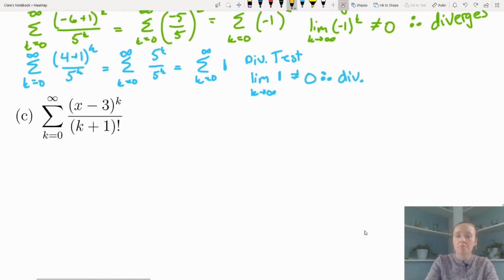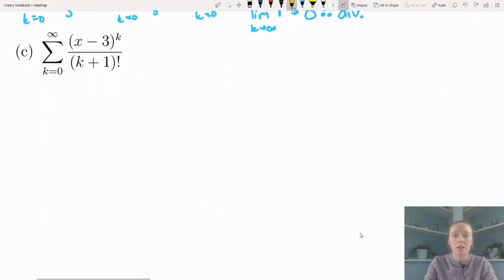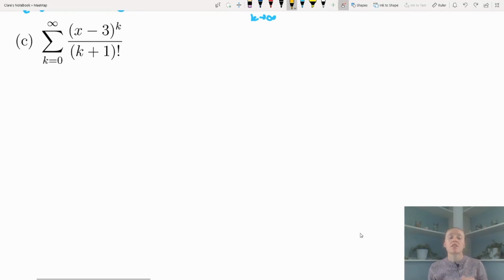And lastly, we're going to do the summation from k equals 0 of x minus 3 to the k over k plus 1 factorial. And since we've already done cases 1 and 2, and I told you that I was going to go over all 3 potential options for an interval of convergence, I guarantee you that this is going to be a radius of infinity. We're going to converge no matter what x value we have. So let's take a look at it. For this, we have a factorial, so that's a good cause to do the ratio test.